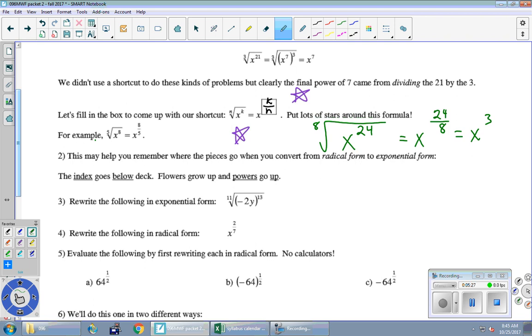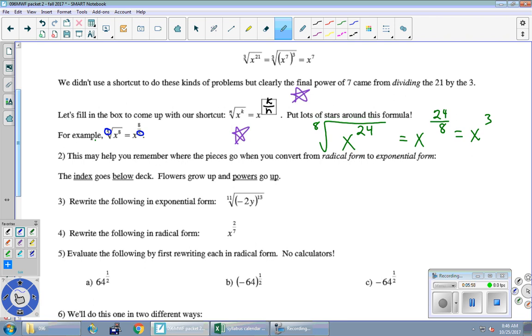I came up with a silly little mnemonic device here. Remember the 5 is called the index. And so I came up with something here that says the index goes below deck. I'm thinking of the fraction as being like a ship, and the denominator is below deck. Index goes below deck. Also, flowers grow up, like upwards, and powers, that power 8 goes up in the fraction. Flowers grow up, powers go up. It's not my best work, but I don't know anything better.